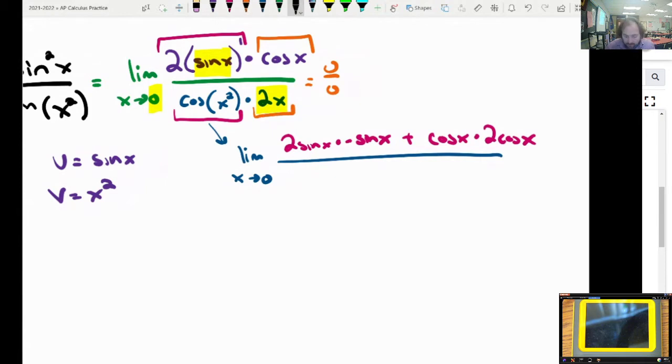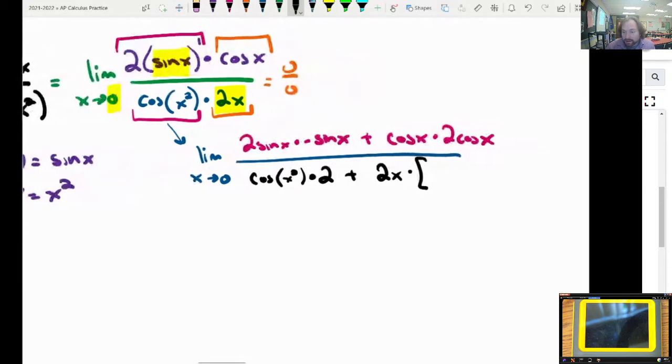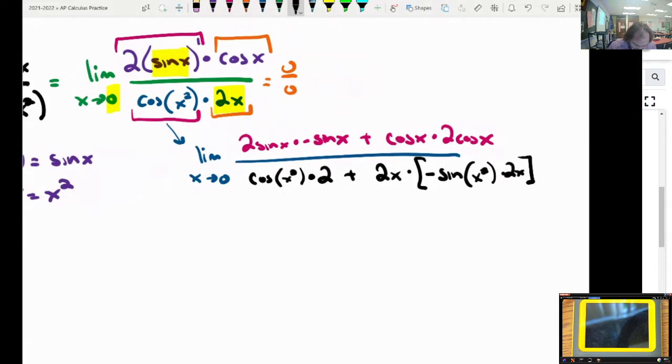Again, the original first thing will be the cosine of x squared times the derivative of the second thing, times 2, plus the original second thing, 2x, times the derivative of the first thing, which is also going to require another chain rule. This will be the negative sine of x squared times another 2x, because we need another chain rule to pop out. Like that. Now, don't panic too much on this one, because we're going to plug in 0 for x.